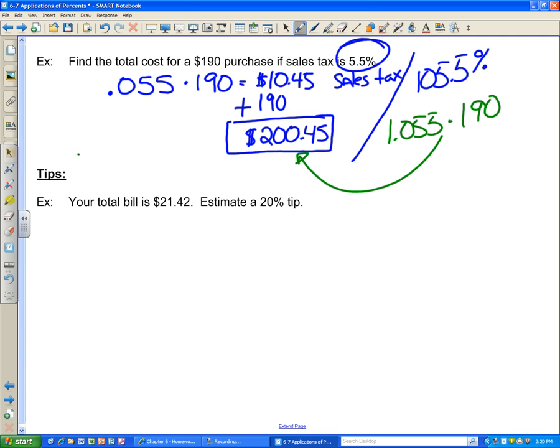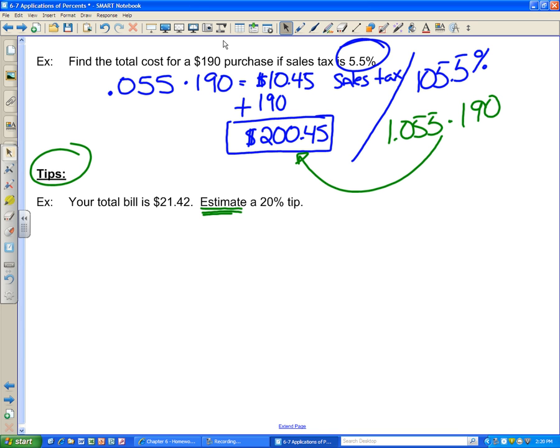All right, now we're going to talk a little bit quickly about tips. Your total bill is $21.42. Estimate a 20% tip. So I want you to estimate here. The reason why I want us to estimate is because when we leave tips, most people don't leave change. They don't leave $2.10. They usually leave $2 or $4 or $10.